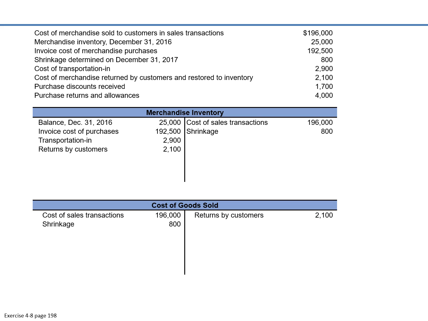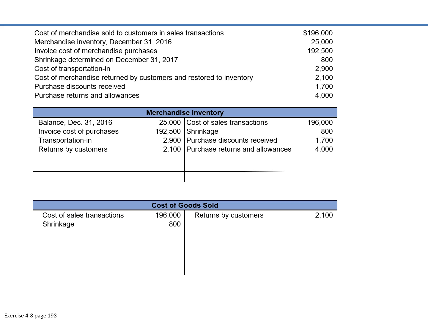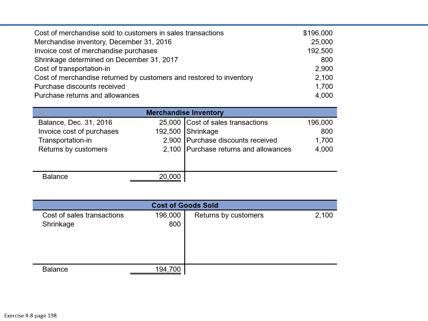Purchase discounts received for the $1,700 goes to the credit side of our merchandise inventory account. Purchase returns and allowances also goes to the right side of our T account for merchandise inventory for $4,000. That doesn't affect cost of goods sold, so we don't have to do anything there. Then if we take our debits less our credits, we have a balance in merchandise inventory of $20,000. We have a balance in cost of goods sold of $194,700.